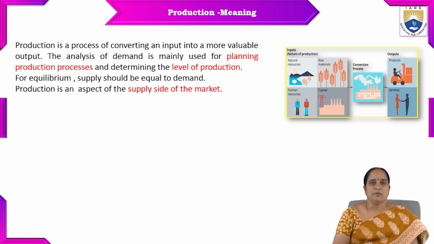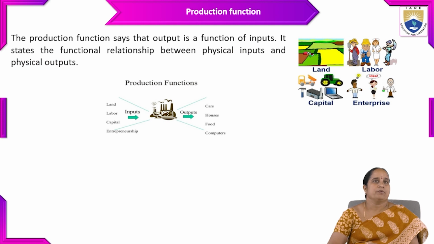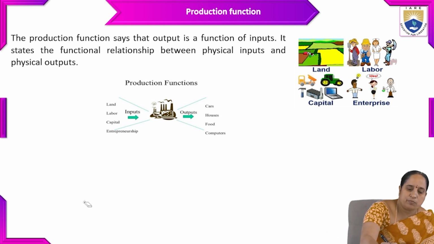The analysis of demand is mainly used for planning the production process and determining the level of production. If supply is equal to demand, then we set it as an equilibrium position. Production is an aspect of the supply side of the market rather than the demand side. Production function says that output is a function of input. It states the functional relationship between physical inputs and physical outputs. So we derive the production function.